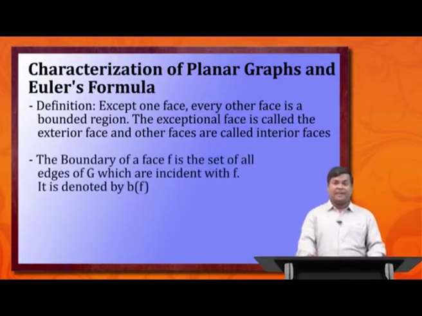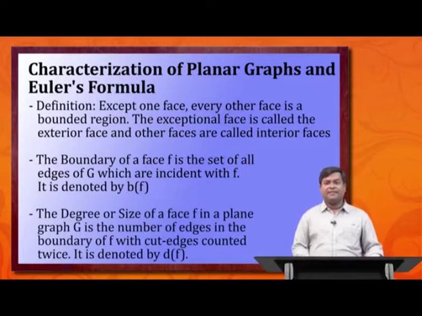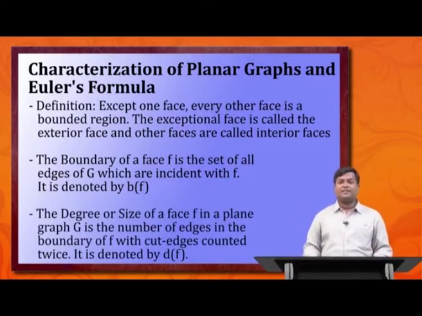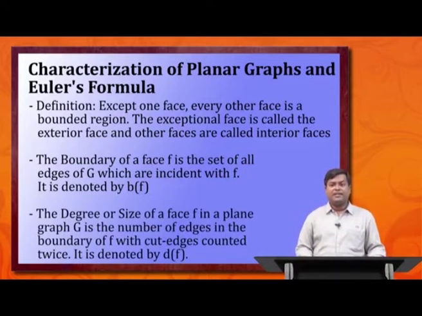The boundary of a face F is the set of all edges of G which are incident with F. It is denoted by B(F), boundary of F. Okay. Now we have another definition, degree or size of a face. The degree or size of a face F in a plane graph G is the number of edges in the boundary of F, with cut edges counted twice. It is denoted by d(F).